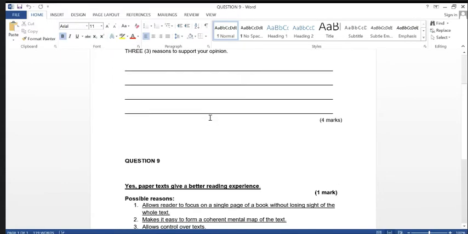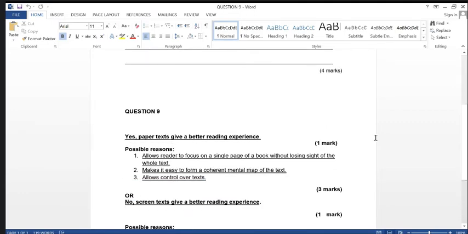So how do you answer question number 9? Okay, the first 1 mark will come from your answer of the question. Answer info. Yes, paper text give a better reading experience. So kita dah clear. You punya stand adalah yes. Okay? And then you provide the 3 reasons that support your yes. Okay? I would like you to answer like this. Okay? In this format. Number 1, number 2, number 3. Tak mau jawab, lepas tu comma, reason 2, and then end, comma, and then end, reason 3. Right, number 1, number 2, number 3 is very easy to see your answer.